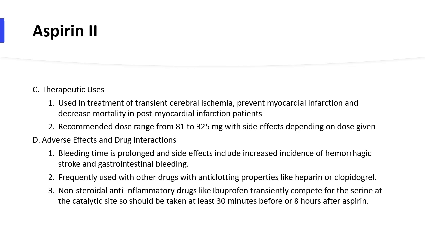What are the therapeutic uses of aspirin? First, it is used in the treatment of transient cerebral ischemia, prevent myocardial infarction, and decrease mortality in post-myocardial infarction patients. The recommended dose range is from 81 to 325 mg with side effects depending on the dose given.